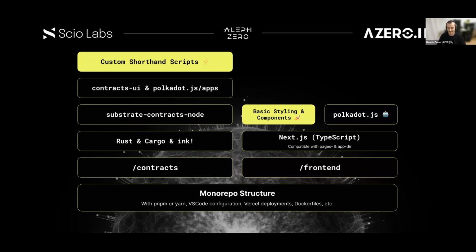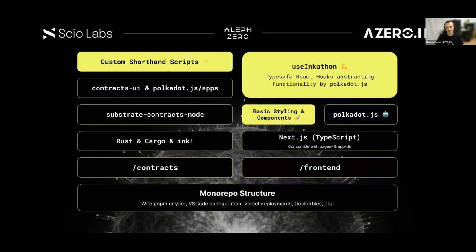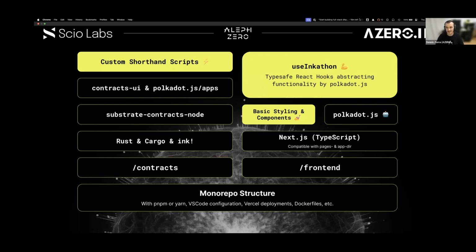Is it plain CSS, Tailwind, any other styled component magic, or UI framework even for the sake of the hackathon? Then there's Polkadot.js as a base layer of front-end functionality. And on top of this, the useInkathon hook library, which abstracts away a lot of functionality, gives you access to your contract instances across the whole project, and more.